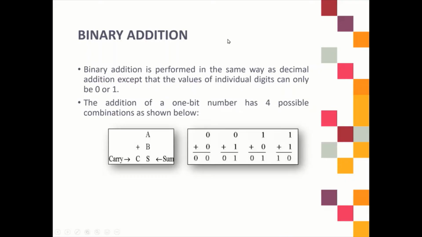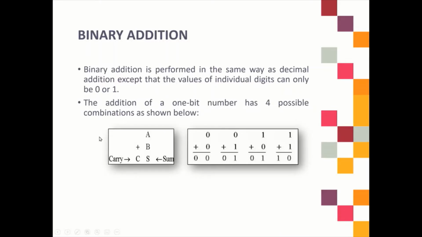Actually, binary addition can be performed the same way as decimal addition, except the value that we are using is actually 0 or 1. For example, addition of 1 bit involves 4 possible combinations. So these are the 4 possible combinations. 1 bit means that each variable is represented by only 1 bit: A is 1 bit, B also 1 bit.